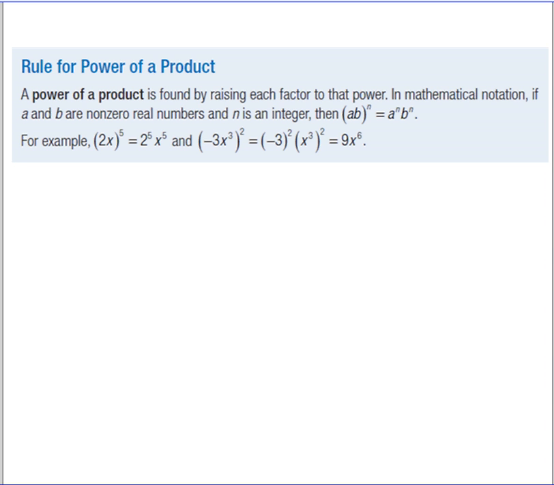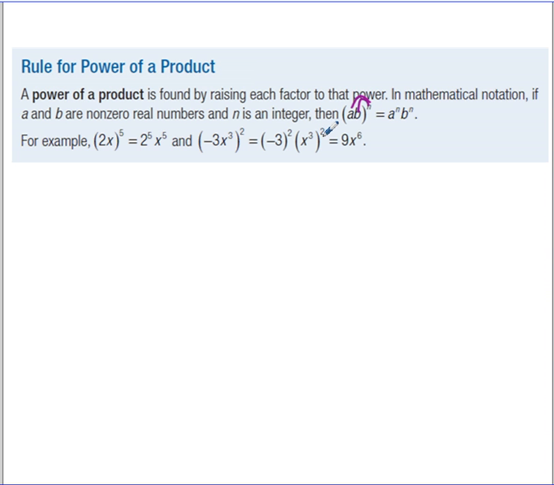Now, there's times where we have more than one factor being raised to a power. And so it's telling us that each part inside the parentheses gets that exponent. So think of it as using the distributive property. Everything inside the parentheses gets what's outside the parentheses. So ab to the nth power is the same as a to the nth power times b to the nth power. And their examples are 2x to the 5th power, the same as 2 to the 5th, and x to the 5th. And then -3x cubed, all raised to the 2nd power, is the same as -3 squared times x to the 3rd power raised to the 2nd power.